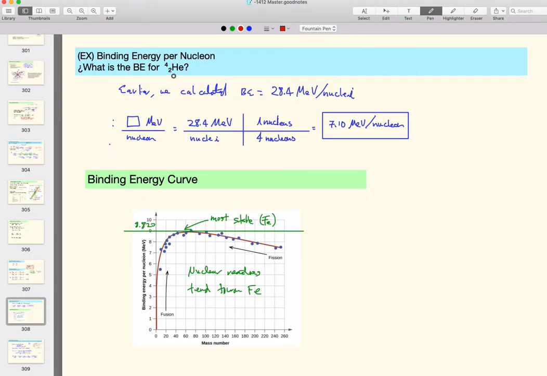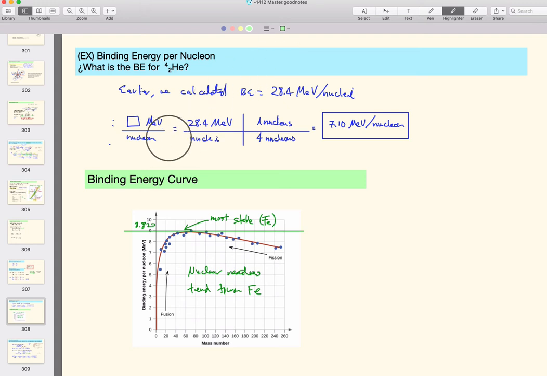What is the binding energy for helium per nucleon? Sometimes the data is reported per nucleon, so read the question carefully, whether it's per mole, or per nucleus, or per nucleon. Now, I'm not going to go back and work all that we did earlier, but earlier we dealt with a helium nucleus, and we had determined that it was 28.4 mega electron volts per nucleus.